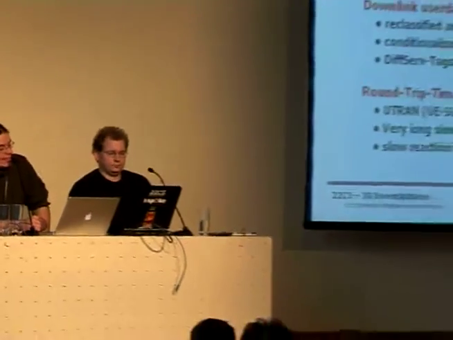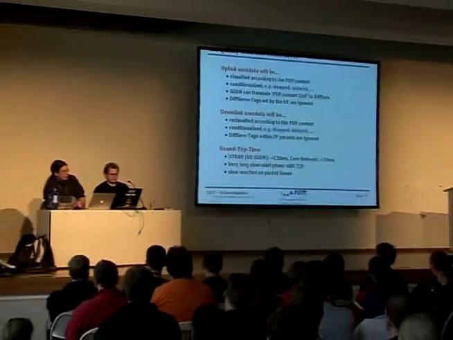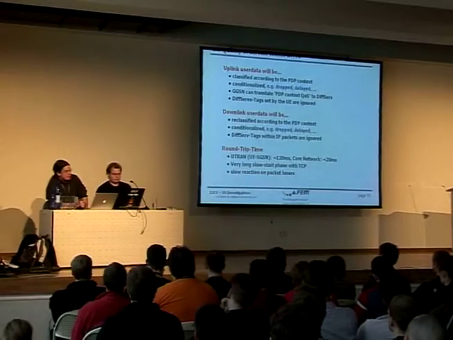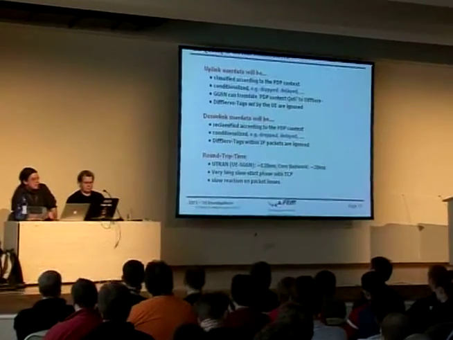Also, this means all DiffServ tags or type of service or class of service tags in your IP packets will be deleted. If you look at the standard, you will see a round trip time in UTRAN of about 120 milliseconds and in the core network of 20 seconds. This is really slow and will have a deep impact on the slow start phase of TCP.